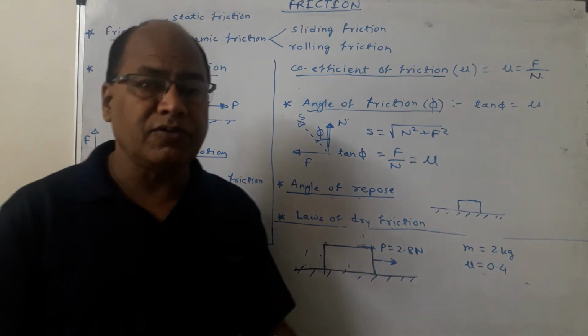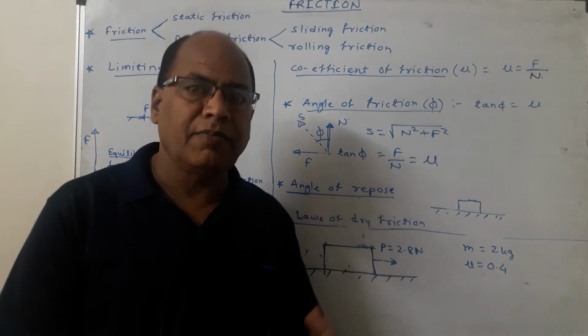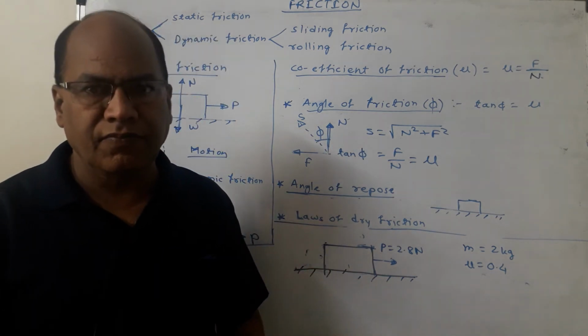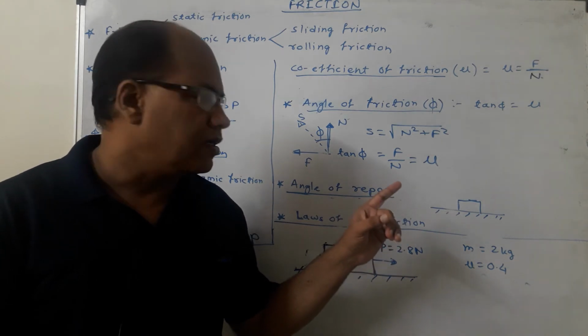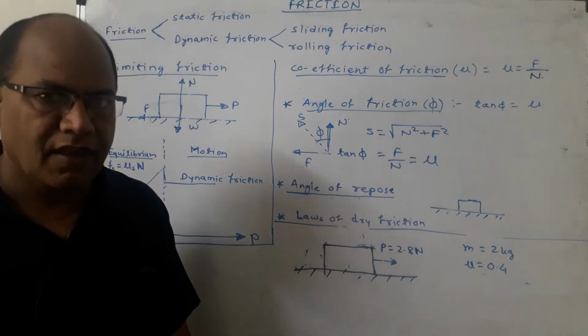So angle of repose is that angle made by an inclined plane with the horizontal at which the body kept on it begins to slide down that inclined plane.